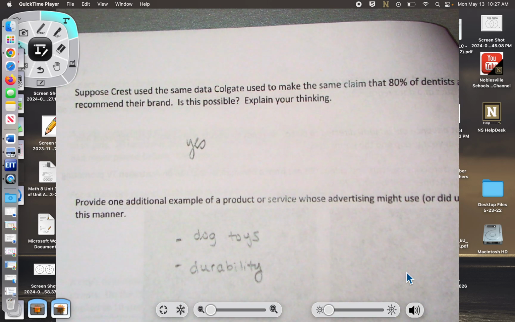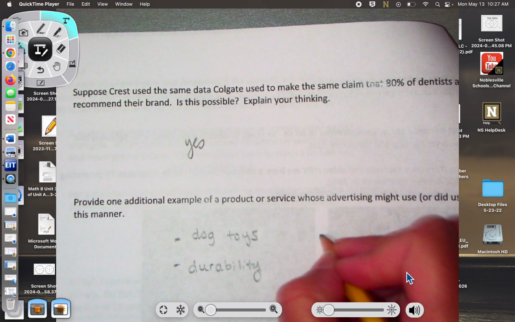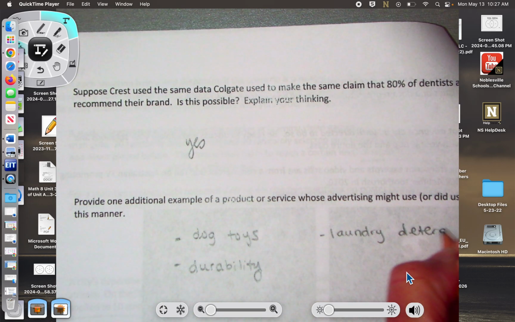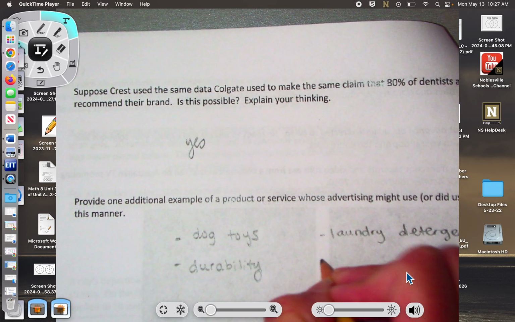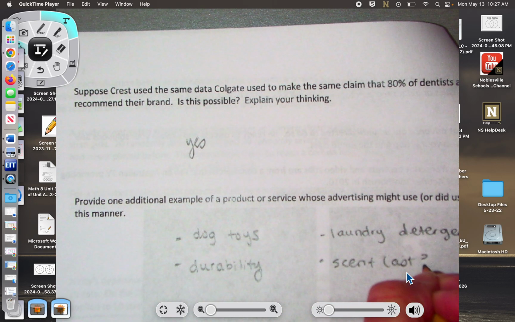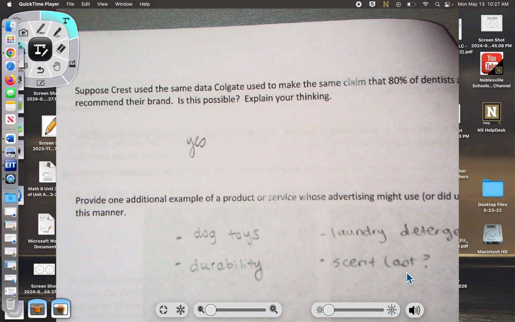Let's see, what else do I purchase sometimes? Laundry detergent, right? That's something that is very relevant. How long does the scent last? Right, I want my clothes to smell clean, so sometimes they'll advertise what percentage of people said they could still smell the fresh whatever, Gain or Tide or whatever it is. Okay, that's something that would trigger my interest.